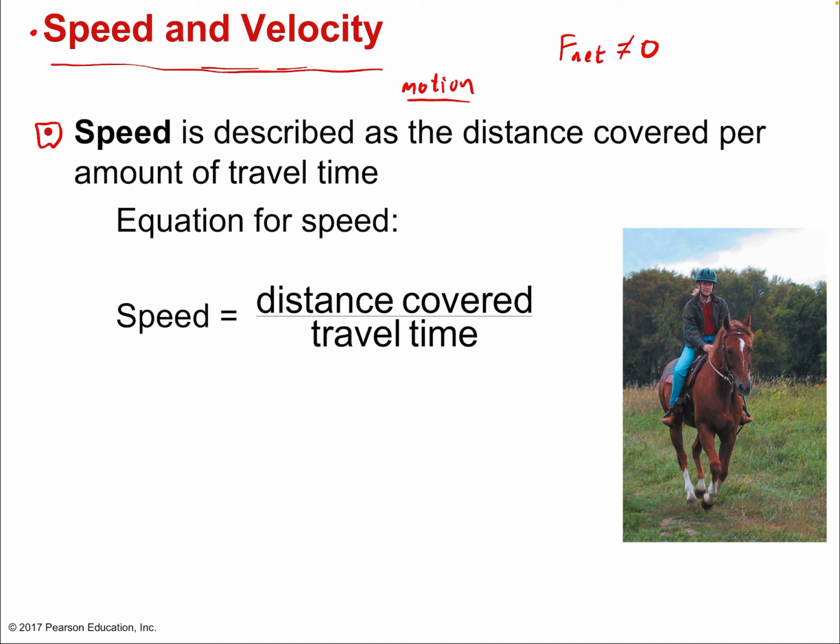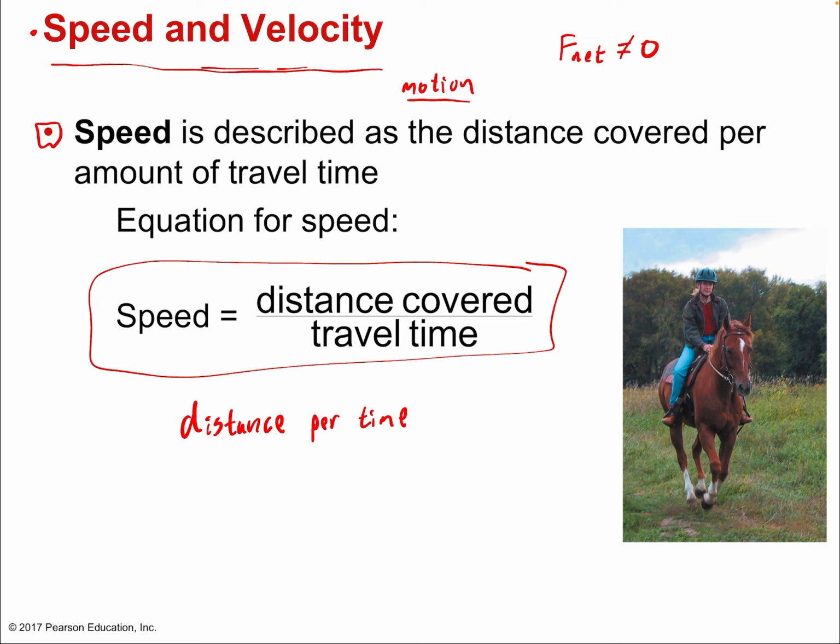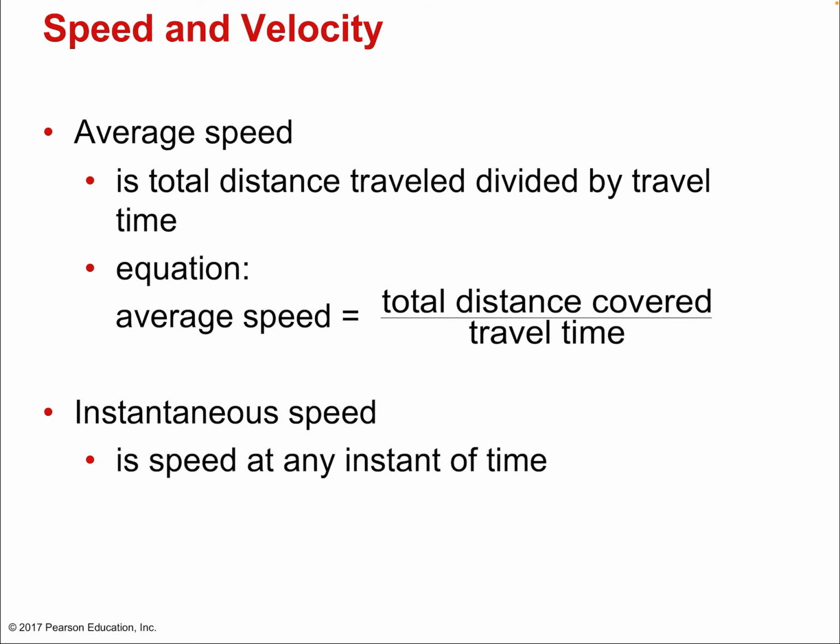It's distance per time. That's what speed is, right? As an equation, you can write it in words like this, or you could say speed, represented by S, is going to be d for distance over t for time. Good. There's average speed, which is the total distance traveled divided by the travel time. So you would take the total distance over an hour, for example, and then divide by that hour, and then you get your average speed.